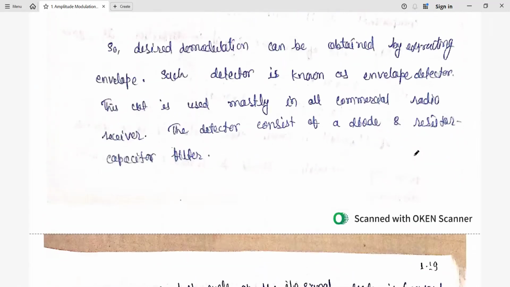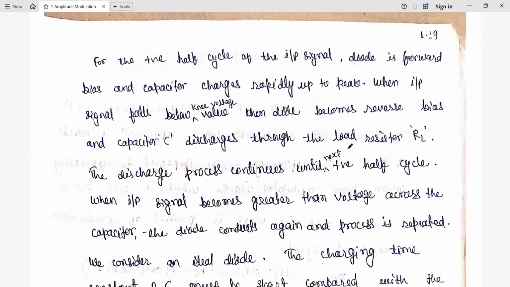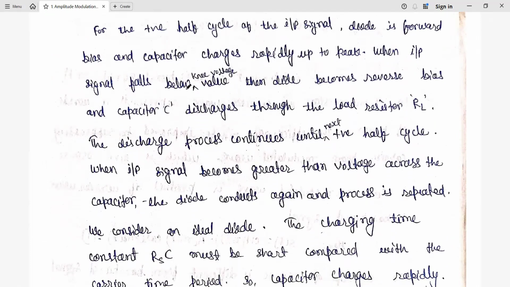So in that detailed operation, we are trying to extract the envelope. Since we are detecting the envelope with the help of this circuit, it is also called the envelope detector, which is mostly used in commercial radio, and it consists of a diode and a resistor-capacitor filter. When the input is above the knee voltage, the diode is going to conduct and the capacitor is going to charge. When it is reversed, the diode is reverse biased and the capacitor is going to discharge through the load resistance RL. This is a continuous process of charging and discharging.